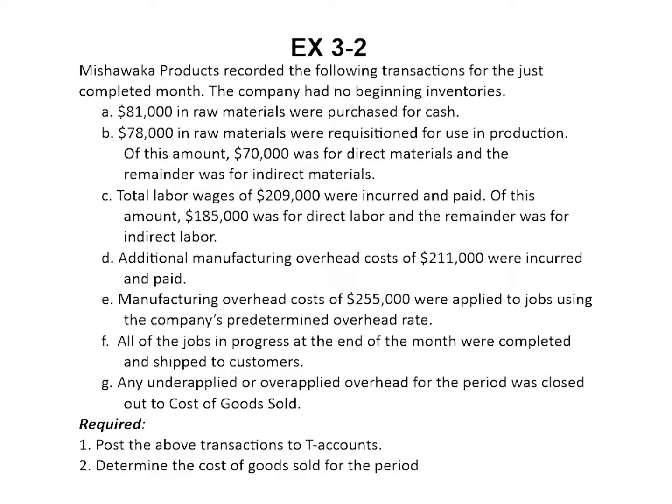Okay, now let's take a look at example 3-2. Mishawaka Products recorded the following transactions for the just completed month. And we're told the company had no beginning inventories, which simplifies the problem. And we're given all of these particular transactions, transactions A all the way through G, and we're told to basically post the above transactions in T accounts and also determine the cost of goods sold for the period.